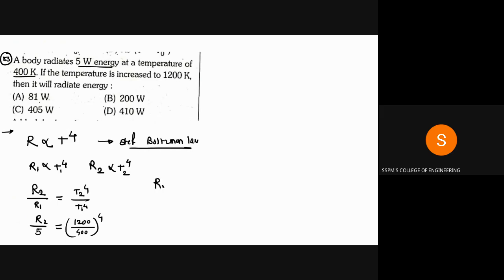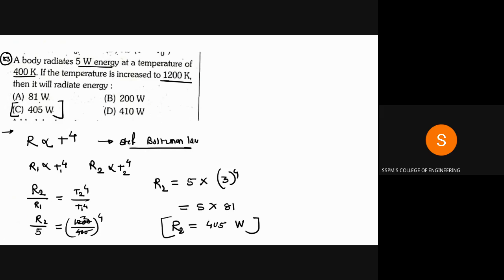So from this R2 is equal to 5 into, so we can cancel out this, 3 raised to fourth. So 5 into 81, and this is equal to 405 watt. Okay, so heat radiated at the temperature of 1200 Kelvin. So the answer is option C, 405. So the equation to be used is R proportional to the fourth power of the temperature, which is the Stefan-Boltzmann law, or R is equal to sigma T raised to fourth.